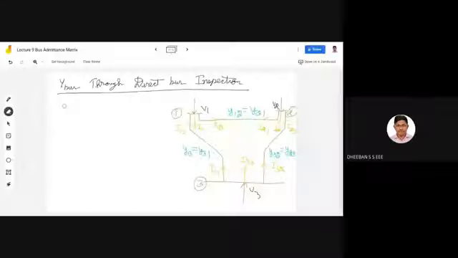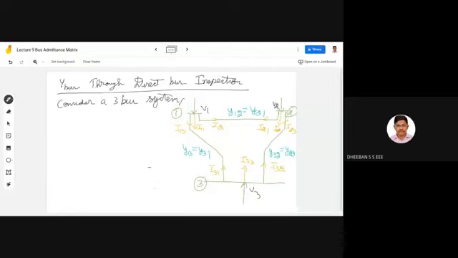First, you can consider a 3-bus system, and over here the voltages for the first, second, and third bus are V1, V2, V3. The current flow from your first bus to your second bus is I12, and from your 2 to your 1 is I21. From 1 to 3 is I13, and then I31 and I32.